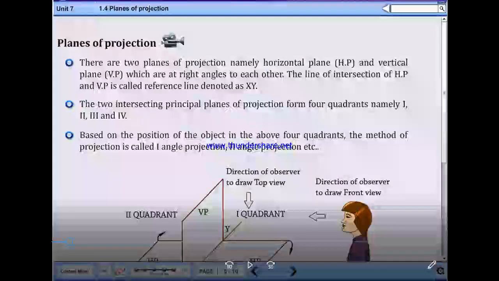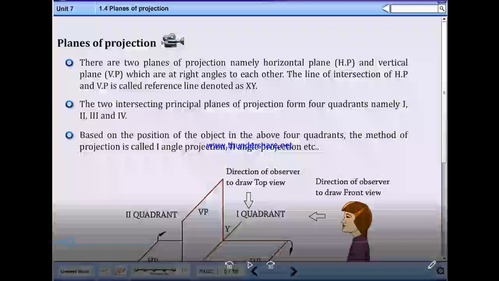Now, planes of projection. There are two planes of projection, namely horizontal plane HP and vertical plane VP, which are at right angles to each other. The line of intersection of HP and VP is called the reference line, denoted by XY. The two intersecting principal planes form four quadrants, namely first, second, third and fourth quadrants. Based on the position of the object in the above four quadrants, the method of projection is called first angle projection and second angle projection.